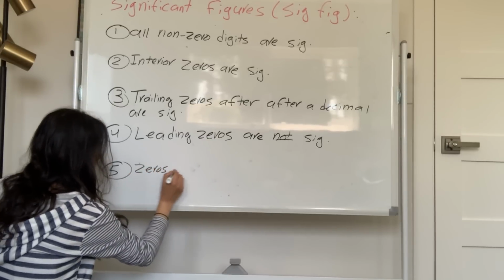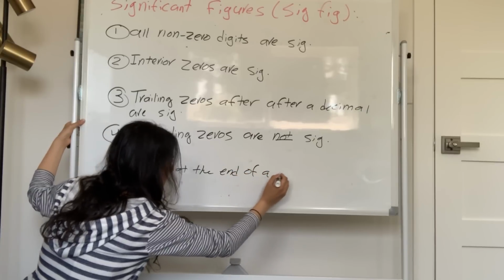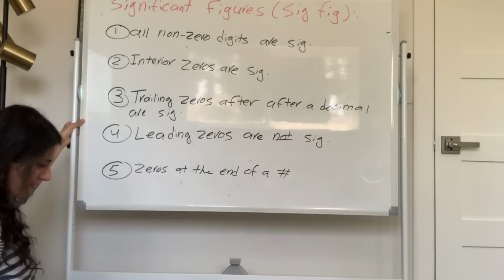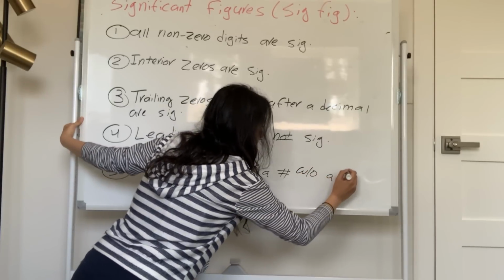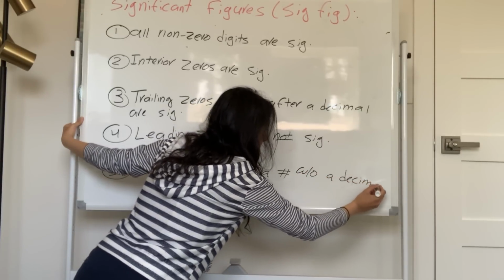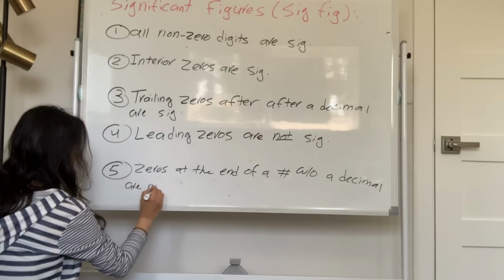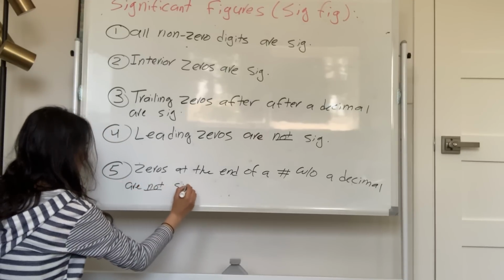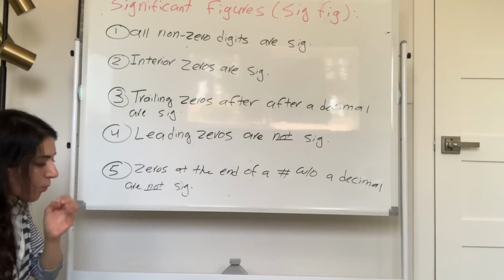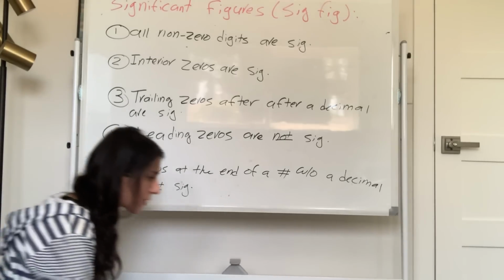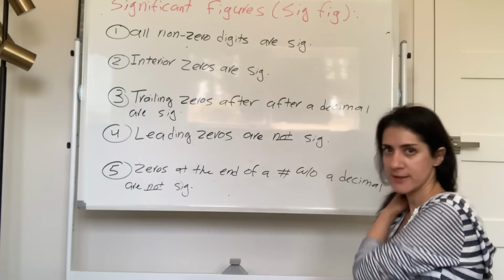Last one. Zeros at the end of a number without a decimal point are not significant. Okay, you have all the rules. Now, let's go over them one by one. What do I mean for each one? You ready? Okay, let's do this.